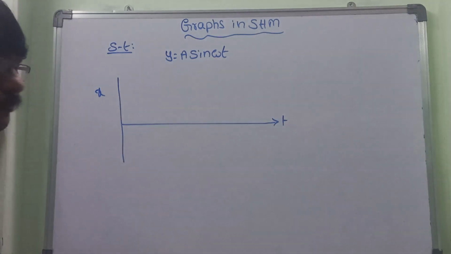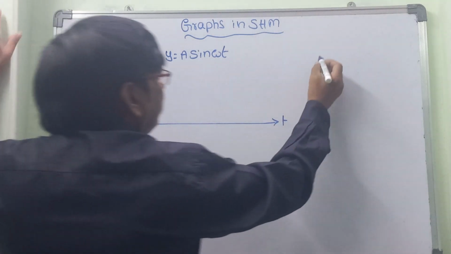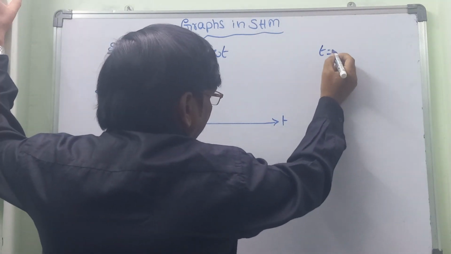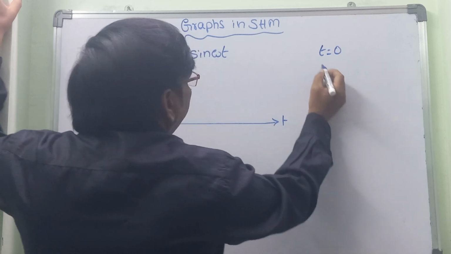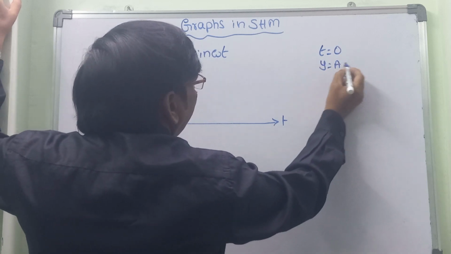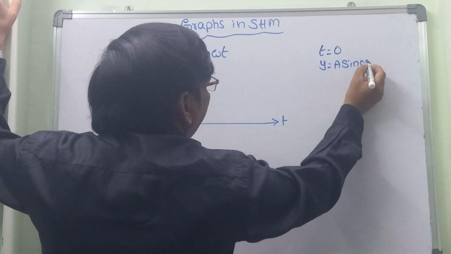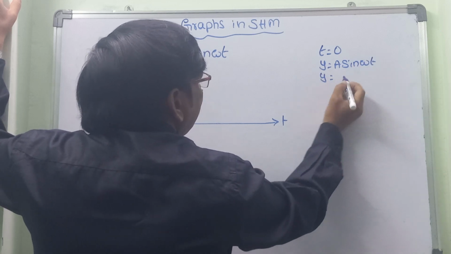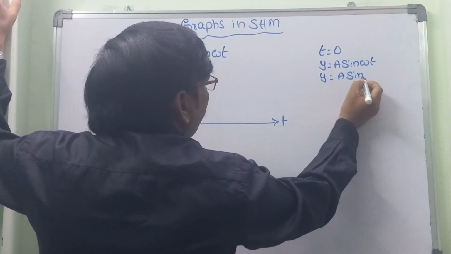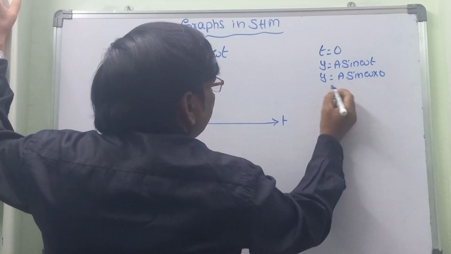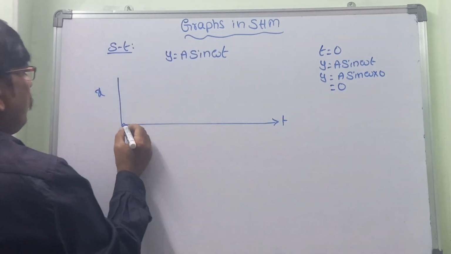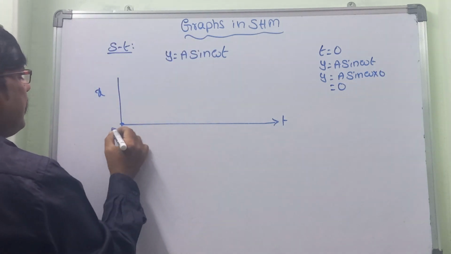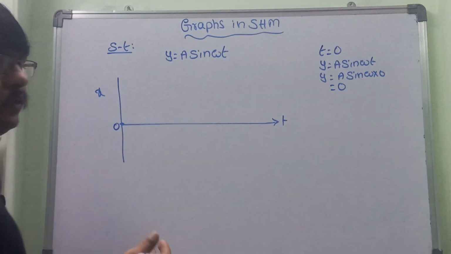First, let us take the situation t = 0. At that time y = a sin ωt, so y = a sin(ω × 0), which is equal to 0. So here the particle starts from the mean position O.